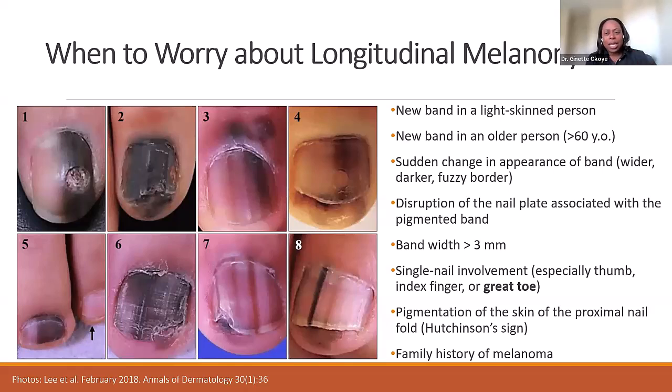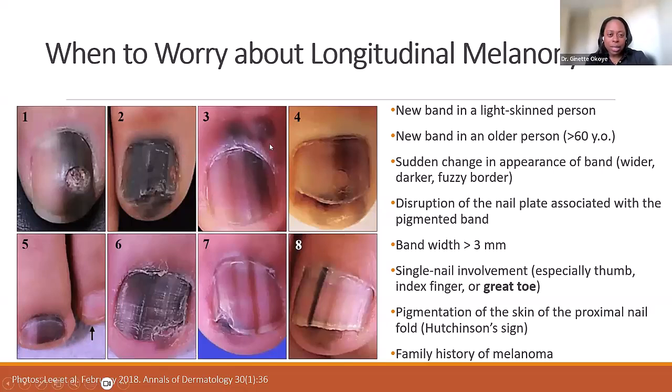If there's any change in a band that was already present, did it get darker? Did it get wider? Is the border looking funny? And very importantly, does the color move from the nail onto the proximal nail fold? That is called Hutchinson's sign and is a very good sign for melanoma. This pigment that's in the nail should stay in the nail. It should never involve the skin.